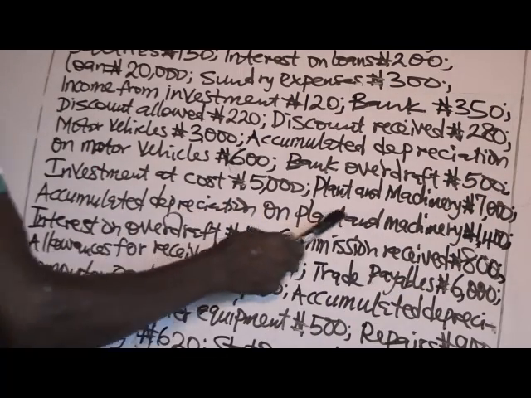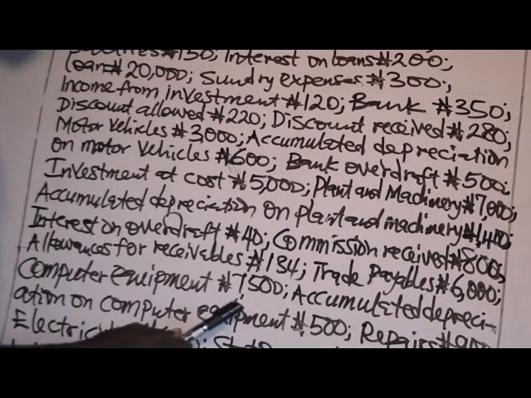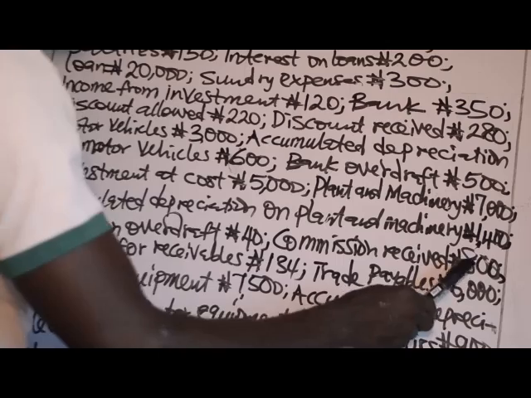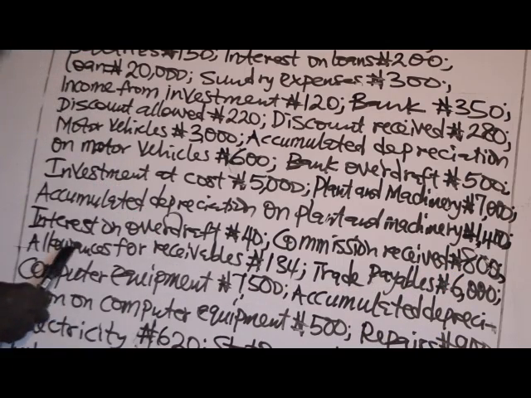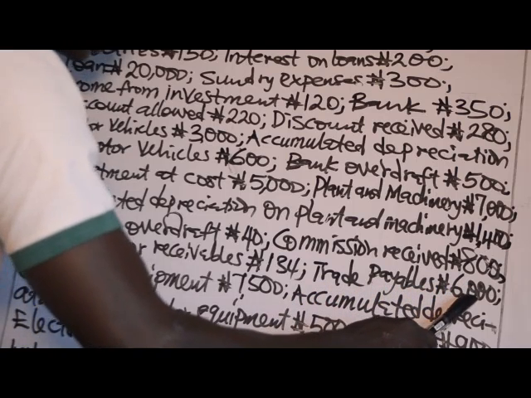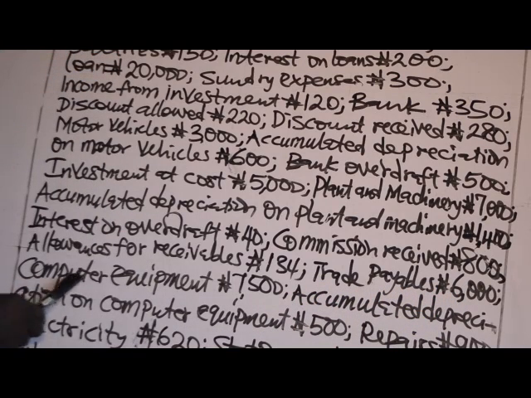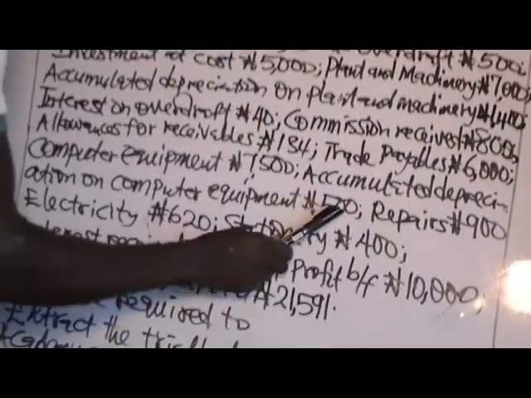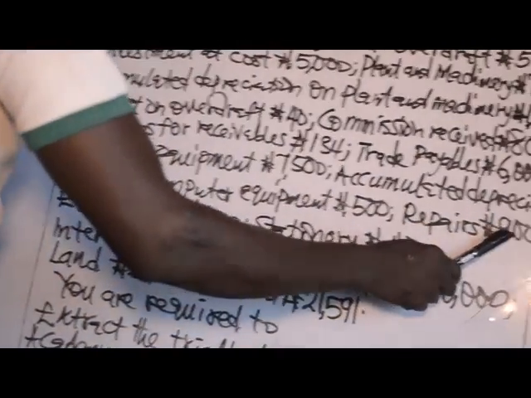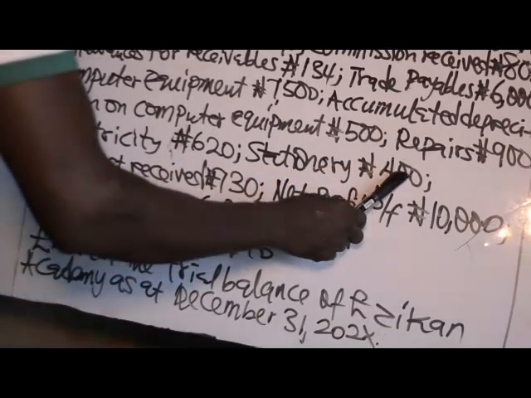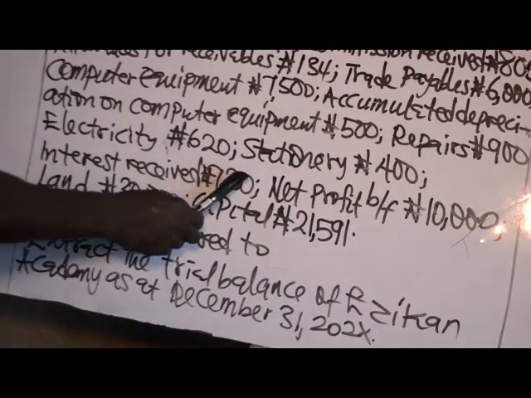Accumulated depreciation of plant and machinery 1,400 naira. Interest on overdraft 40 naira. Commission received 800 naira. Allowances for receivables 134 naira. Trade payables 6,000 naira. Computer equipment 7,500 naira. Accumulated depreciation on computer equipment 500 naira. Repairs 900 naira. Electricity 620. Stationery 400 naira. Interest received 730.